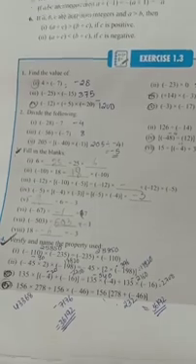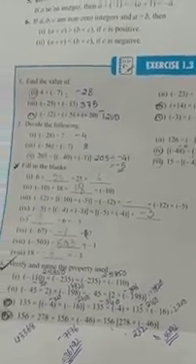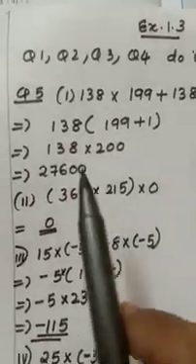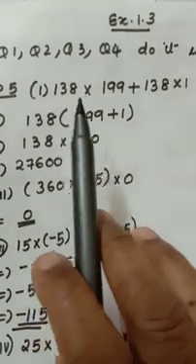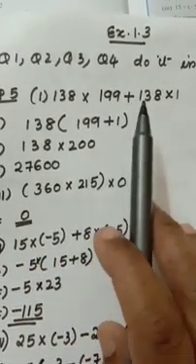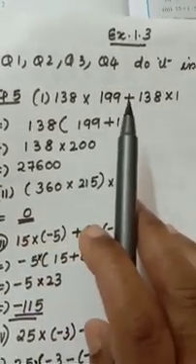Now question number 5, you have to do it in your copy. Questions 1 to 4 you can do in the textbook. Question number 5: 138 into 199 plus 138 into 1. See, 138 is here also, here also, with an addition sign in between.